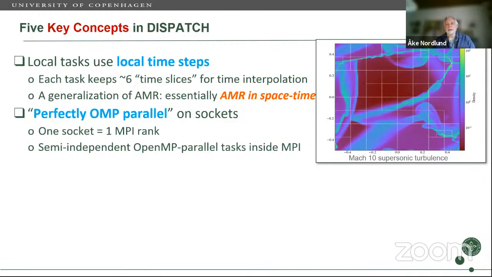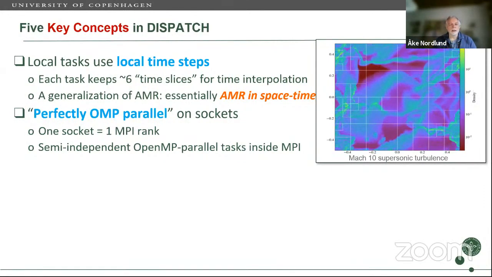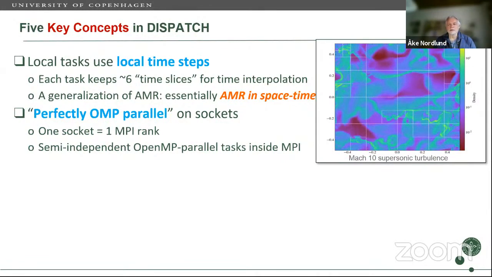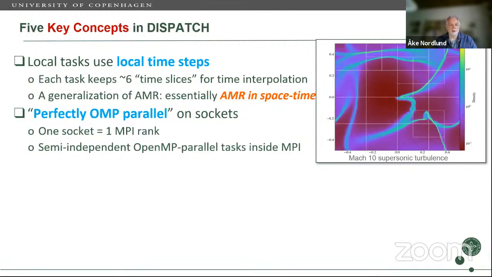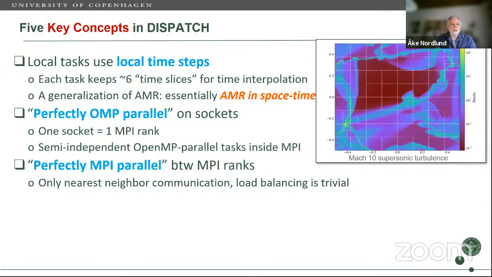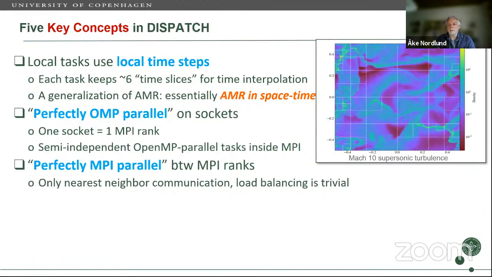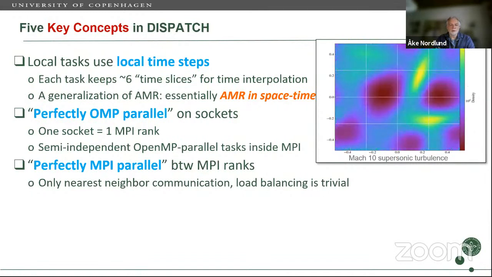And the ideal setup is typically to have one MPI rank equal to one socket, because on a socket, the access to memory is ideally organized. If you use more than one socket, then memory contention will become a problem. In between the MPI ranks, it's perfectly MPI parallel because the MPI processes only need to talk to their nearest neighbor. So there's no need for a synchronized all-over communication.